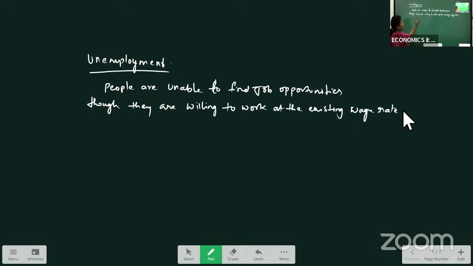What is unemployment? People are unable to find job opportunities. They don't get any job, though they are willing to work. They are ready to work at the existing wage rate. Whatever may be the wages, they are ready to work. Still, they do not find any job opportunities. Such a situation is called unemployment.